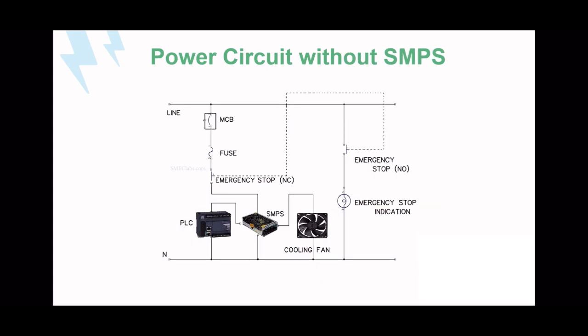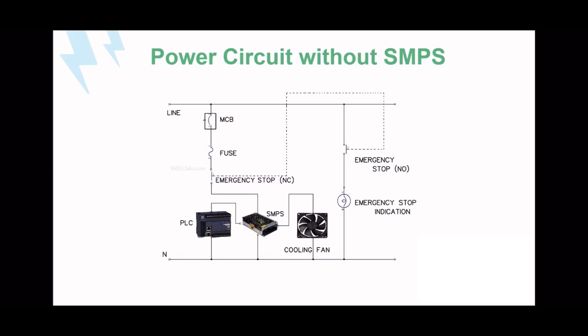Then about the power circuit without SMPS concept, you can see your power supply, that is the line and neutral, goes directly to the SMPS, and from this SMPS your PLC and all other components work. That means here your PLC works with 24 volt DC, so this SMPS powers the PLC with 24 volt DC. Okay, these are the without SMPS.